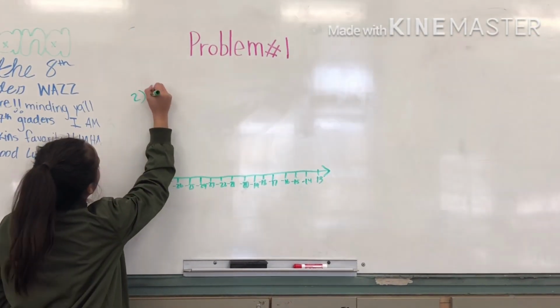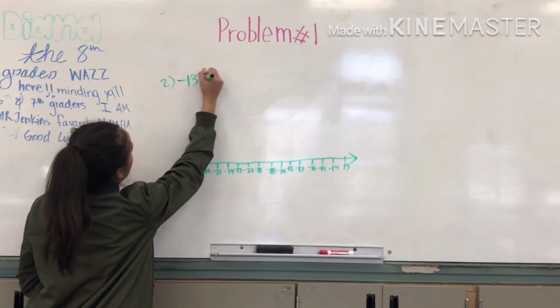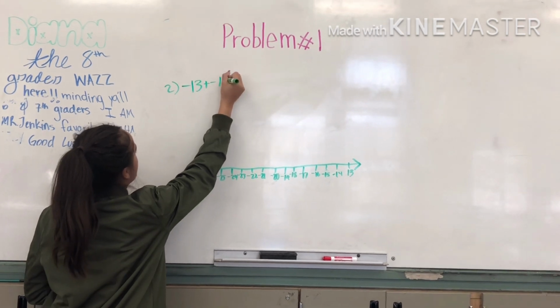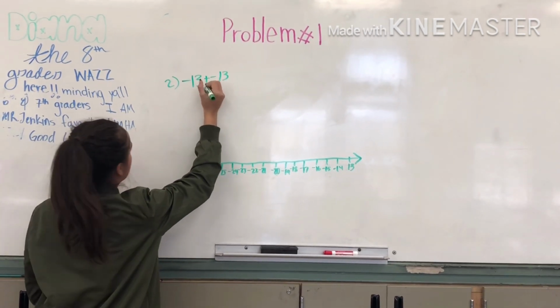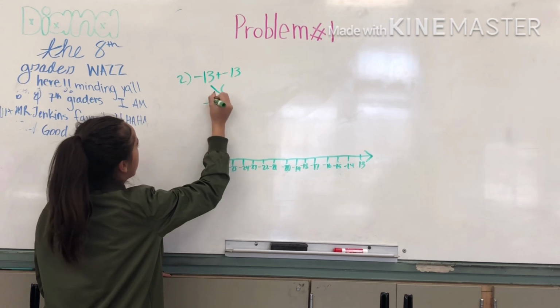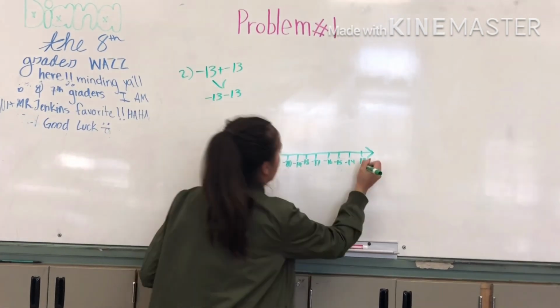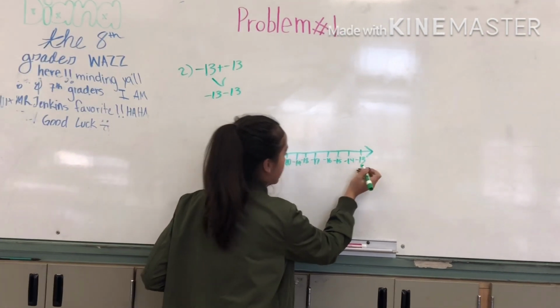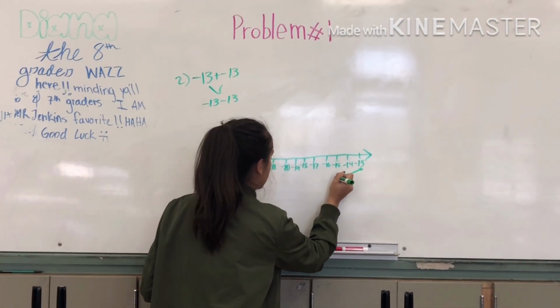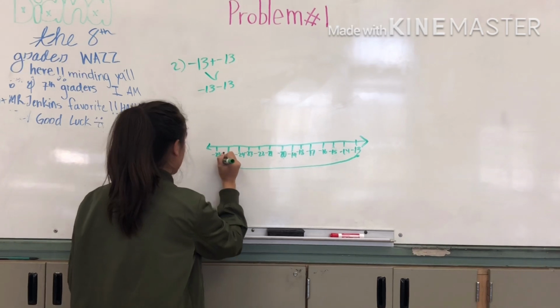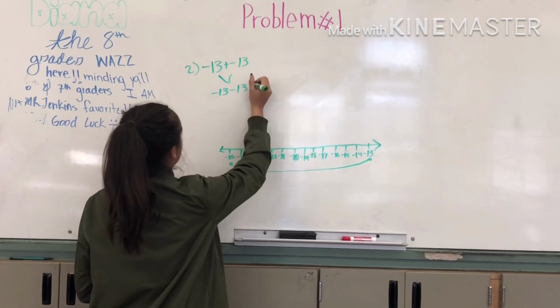The other way we can do this is negative 13 plus negative 13. If you were to rewrite this equation, it would give you negative 13 minus 13. If you were on the number line, you would have to start at negative 13 and go 13 spaces to the left because you are subtracting, which would give you negative 26.